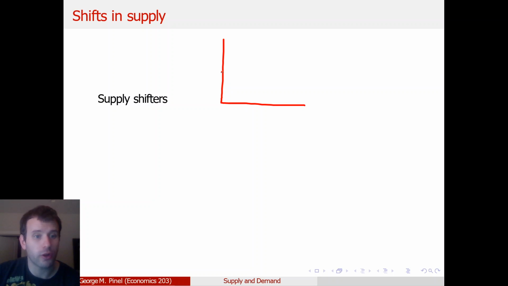Before I get there, what goes on the y-axis? Price. What goes on the x-axis? Quantity. Okay. So if I have a supply curve, which way should it slope? It should slope upwards because of the law of supply.